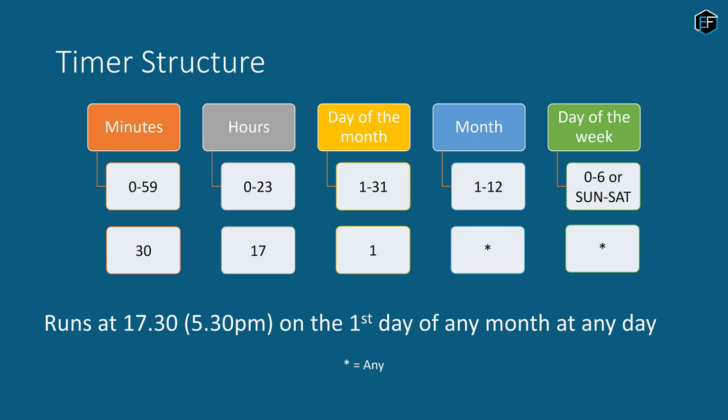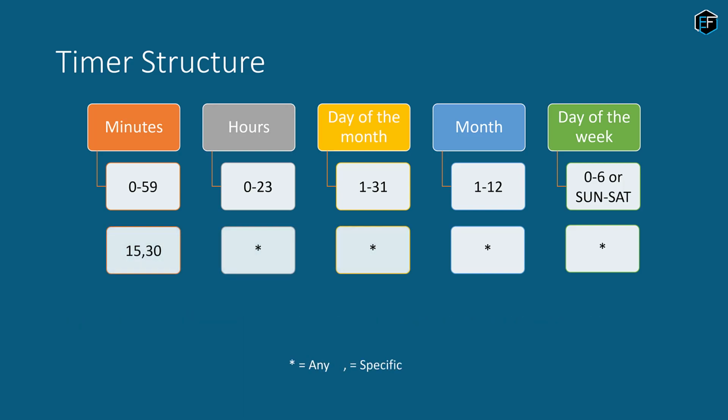Now we also have some operators for the timer. Let's have a quick look at them. We have, for example, the possibility to add a comma. If we add to the minutes 15 and 30, that means the command following this timer will run at the first 15 and half an hour of the hour.